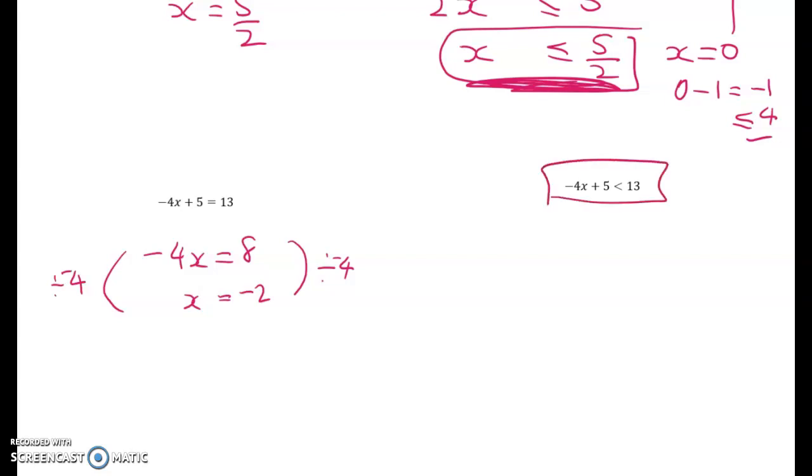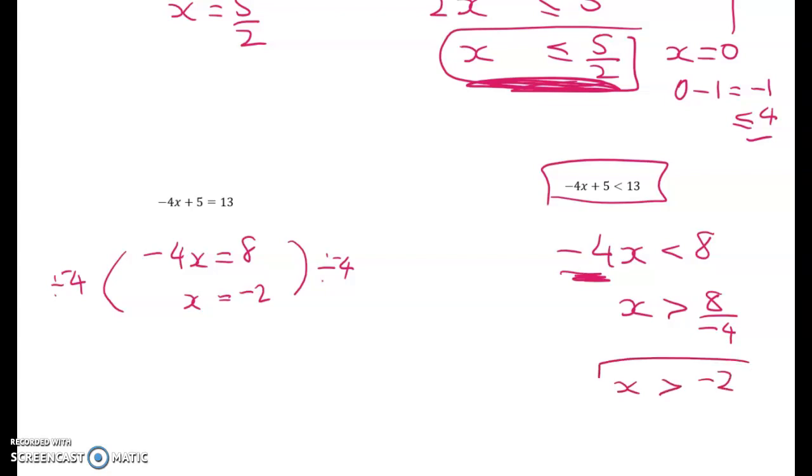Now let's turn to the inequation. First I'm going to subtract 5. I get -4x is less than 8. And now I'm dividing by -4, so I have to switch the sign. So it's going to be x is greater than 8 over -4. We need to simplify that, so we get x is greater than -2.